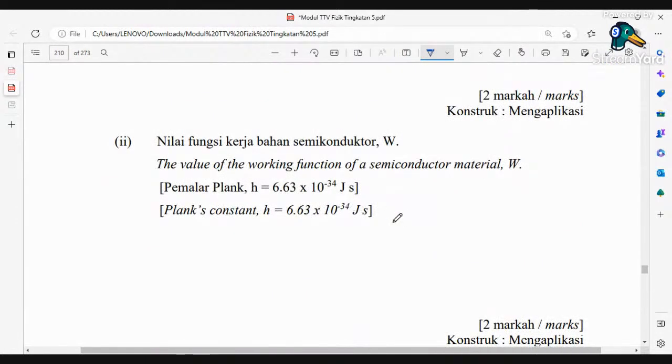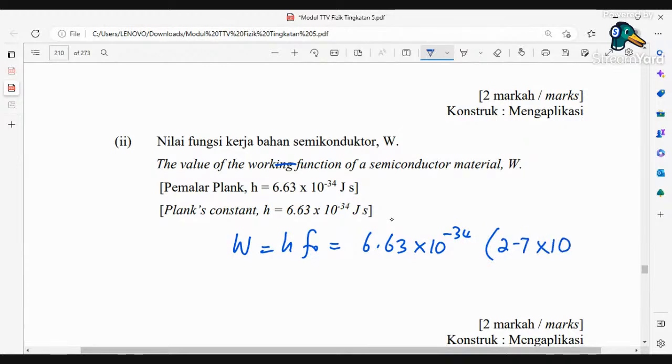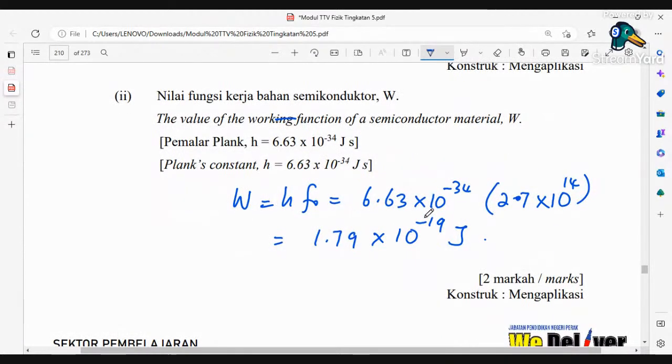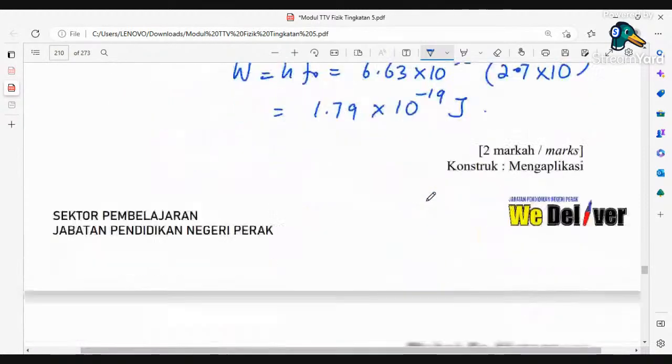Then part 2, the work function of the semiconductor material, W. The formula is W equals hf0. That means 6.63 times 10 to the power of negative 34 times the threshold frequency just now, 2.7 times 10 power 14. Then we get the work function 1.79 times 10 power negative 19 joule. So this is the work function of the semiconductor, W.